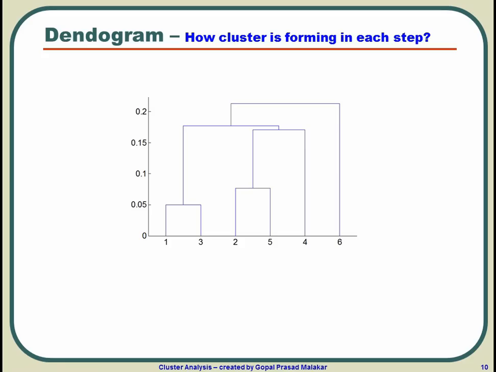Now let me talk about Dendogram. In a Dendogram, it tells you how the cluster is forming in each step. And if you know how to read it, it is saying that first it combined 1 and 3 together. Then it combined 2 and 5. Then in the next step it combined this cluster 2 and 5 with 4. That's what has come here. Then in the next step it has combined this group 1, 3 and this group which is 2, 5, 4. And in the next step it has combined the last object 6. So it is telling you how the cluster is forming in each step. It has taken 1, 2, 3 and 4 steps.